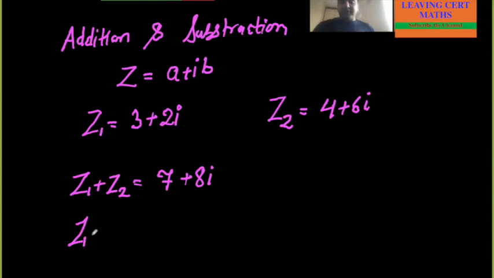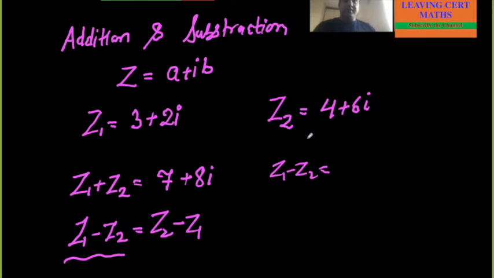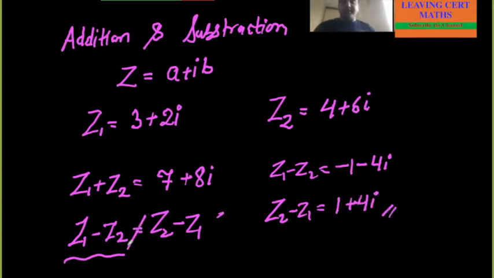Now if I ask you z1 minus z2, so z1 minus z2, if I ask you, okay, will z1 minus z2 be equal to z2 minus z1? Suppose this is my question. So what I will do, I will first find z1 minus z2. So 3 minus 4 is minus 1. 2i minus 6i is your minus 4i. And let's say z2 minus z1. So it will be 1 plus 4i. Yes, they are not equal.